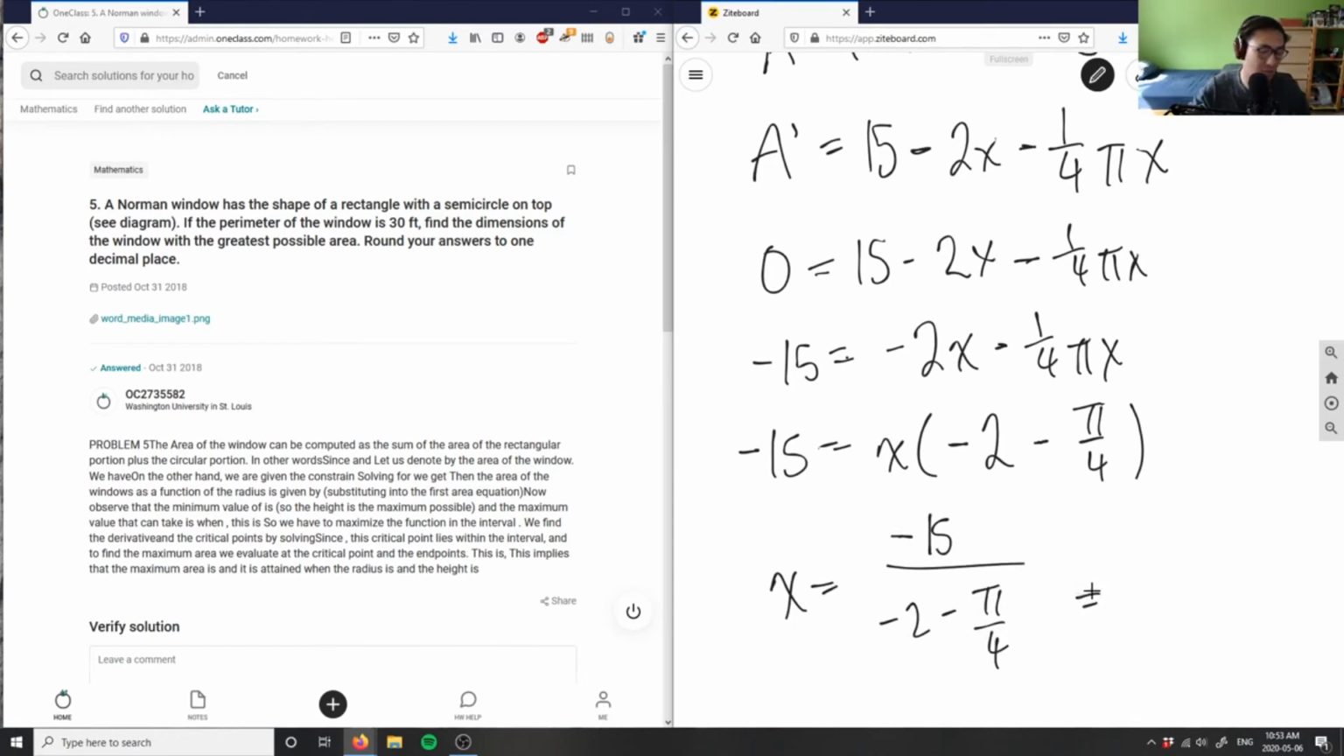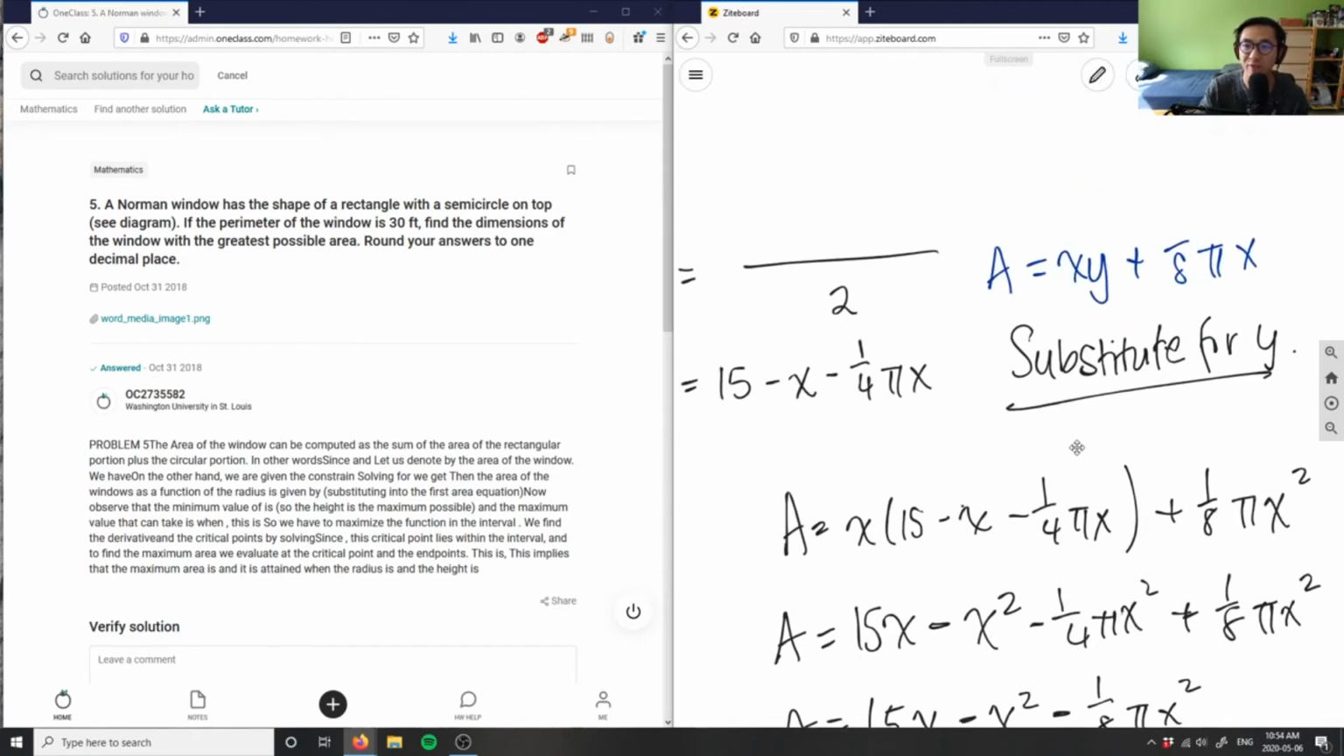You could plug this into your calculator, and you should get a value that looks like, let me make sure I'm in degrees here, 5.38. So x here would be 5.38, or you can round this to 5.4, since I want it to be one decimal place. So 5.4, that's my x value.